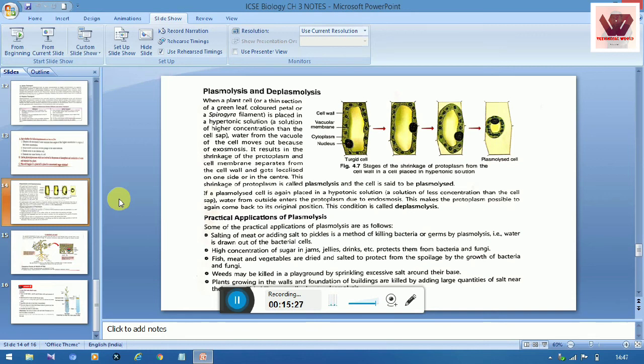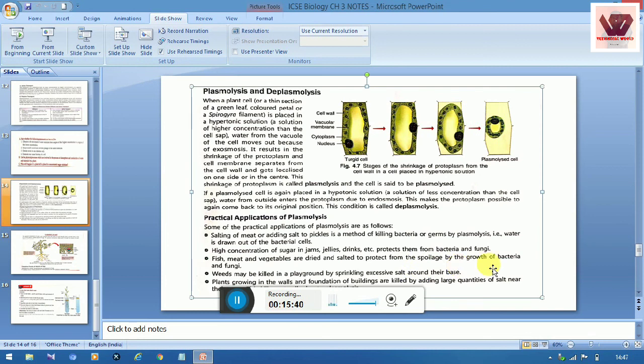Practical applications of plasmolysis: salting of meat, higher concentration of sugar in jam and jelly protects from the bacteria and fungi. Fish, meats and vegetables are dried and salted to protect from the spoilage by growing of the bacteria and fungi, right? Weeds may be killed in a playground by sprinkling excessive salts around their bases. Okay, now we shall move to the next slide.